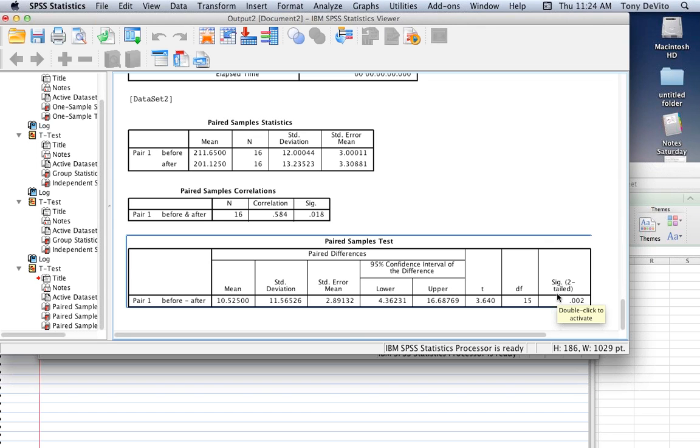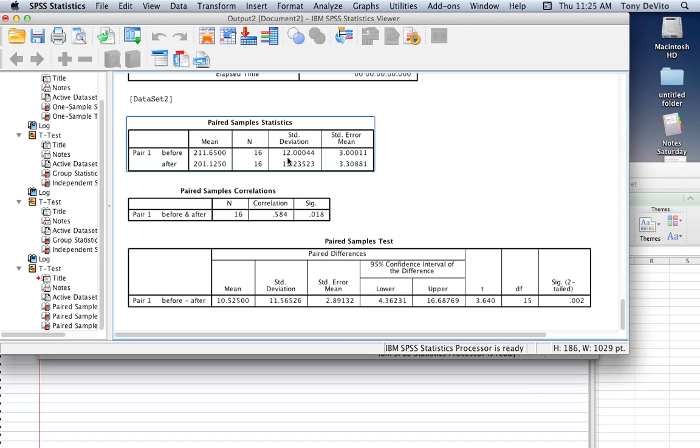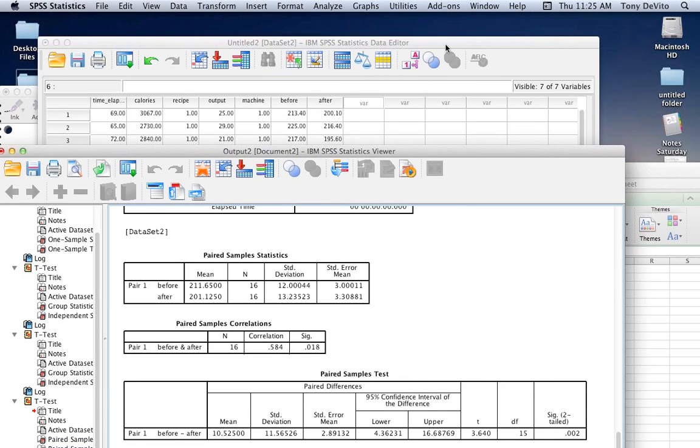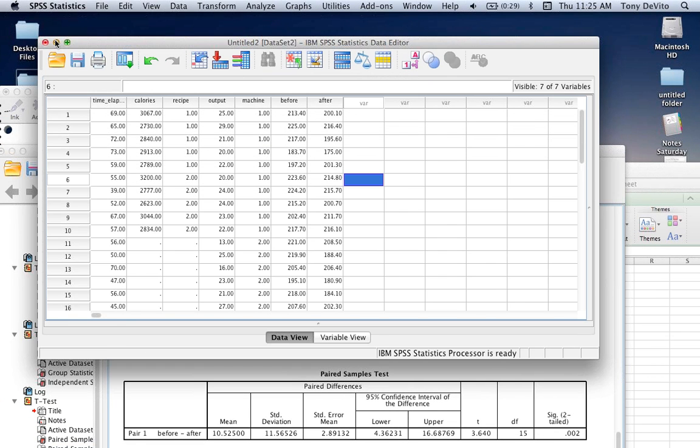So we reject the null hypothesis that the mean difference between before and after is equal to 0, and we accept the alternative hypothesis that the difference between these two averages is not equal to 0. We accept the alternative hypothesis. Okay, good. So that's basically the kind of thing that you're going to run into here.